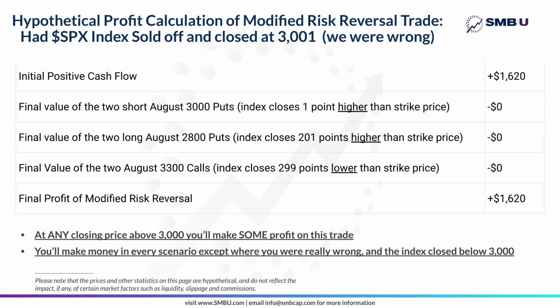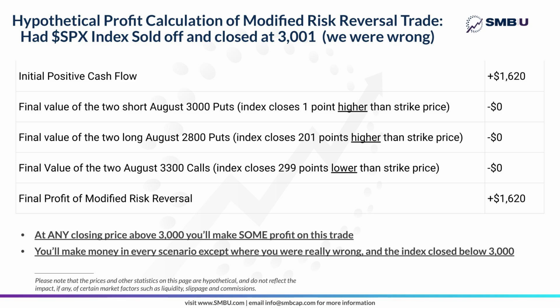Well, in that case, all three options would expire worthless, right? Because the puts, again, would expire worthless because they, by a smaller margin this time, still expired below the closing price of the index. And of course, the calls expired far, far above the closing price. And so the calls go out worthless too. So they all go out worthless, but you still have that initial credit you received.